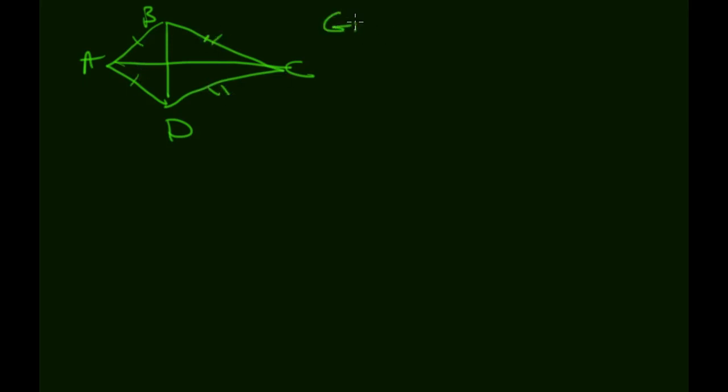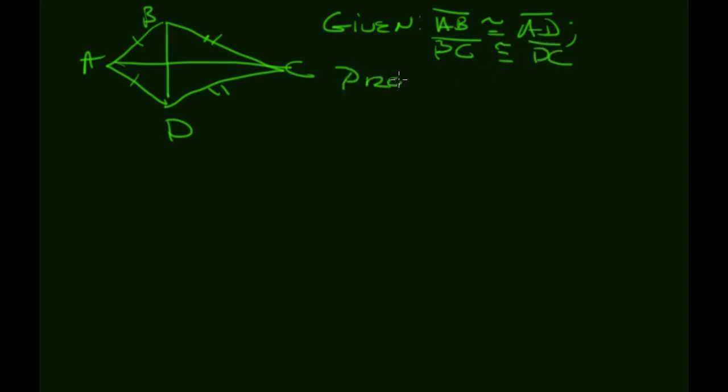So we're going to be given that AB is congruent to AD, and BC is congruent to DC. We want to prove.